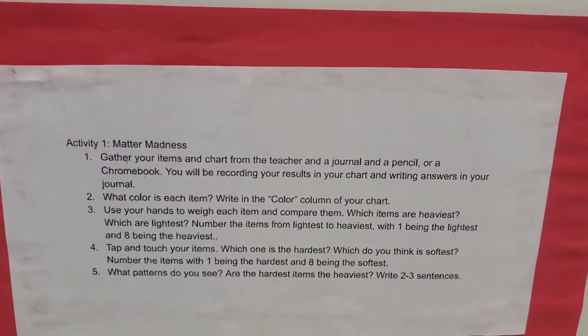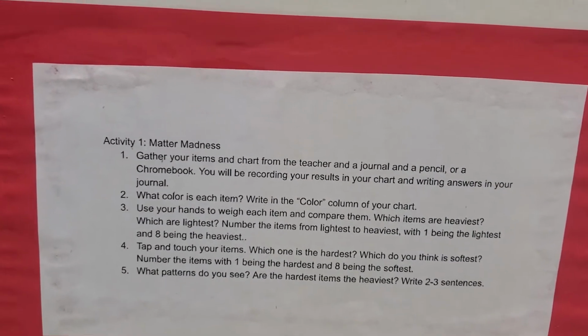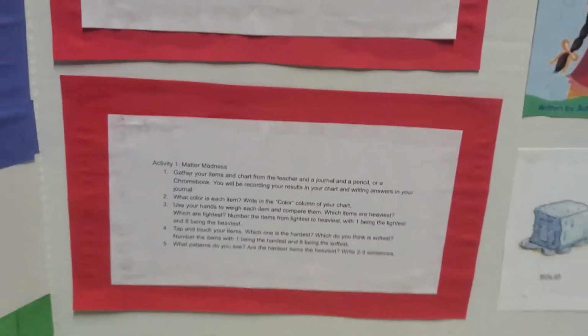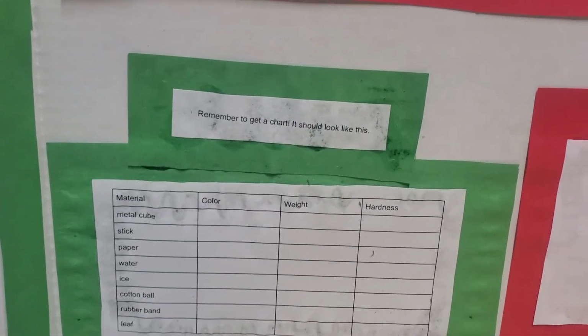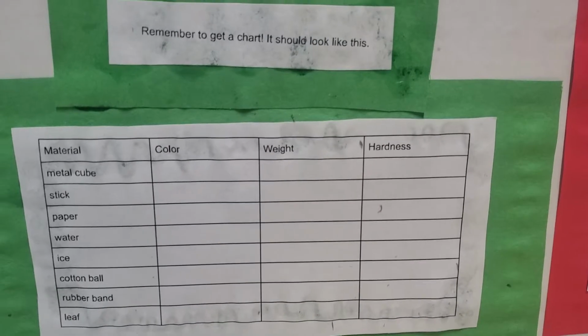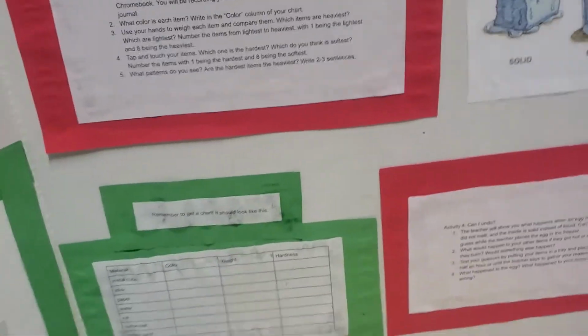For the first activity, we have Matter Madness. They will be essentially taking these items and figuring out the properties of these items and comparing them. They're going to use a chart like that to keep track of everything. Obviously, that can be adjusted. For a class, I would have several of those printed out.